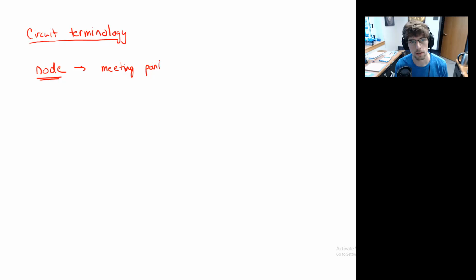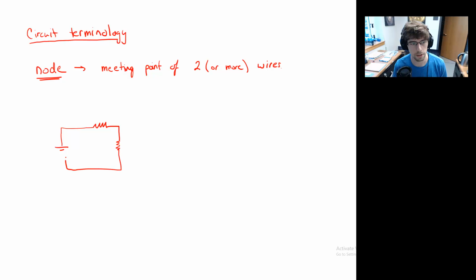Point of, I guess I'll put two. You could put two or more wires. So again, if I draw a circuit, something like this, like we've had. Like that. Okay. Actually, take a minute, identify nodes.